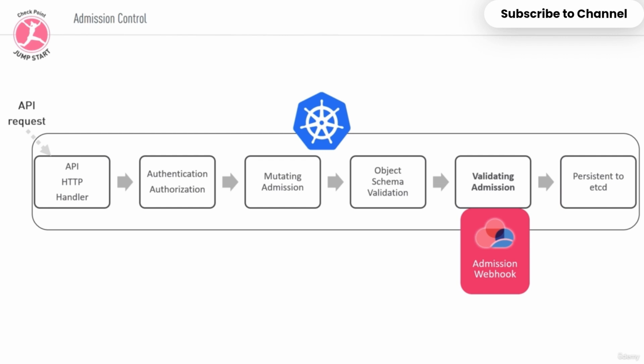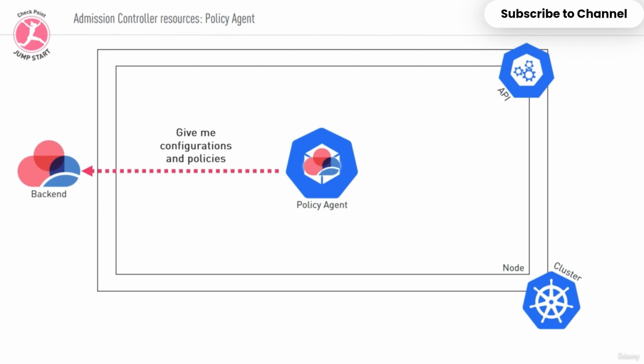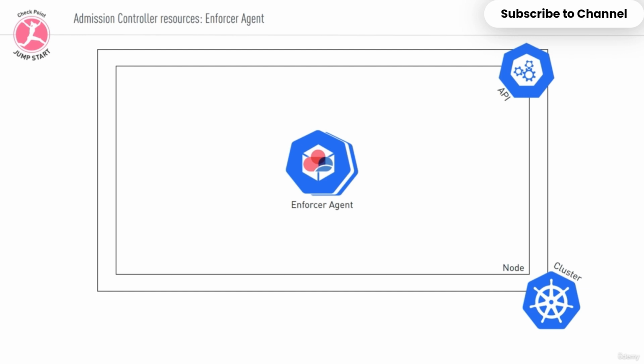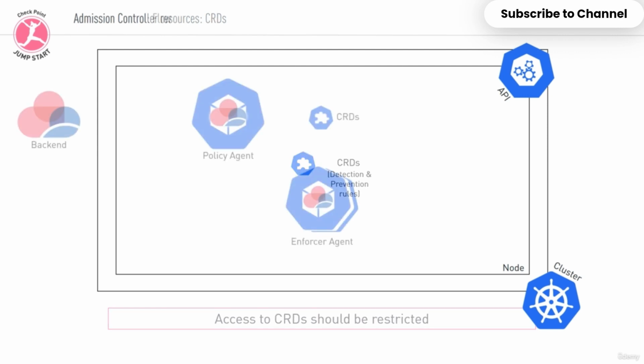The admission controller consists of the following resources: the policy agent, which is responsible for retrieving configuration and policies configured by the user from the CloudGuard backend. The enforcer agent, which establishes the admission webhook, receives the API calls and validates them based on the enforced policy. And finally, the CRDs, which consist in this case of detection and prevention rules for each supported Kubernetes object type, such as pods, jobs, roles, etc. Access to these CRDs, including read permissions such as get and list, should be restricted, as they contain information on the cluster security.